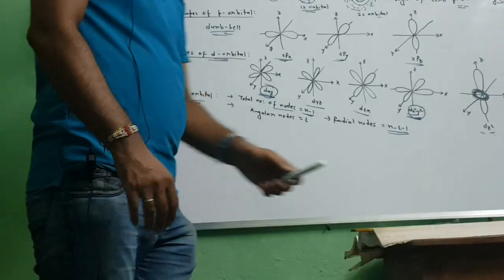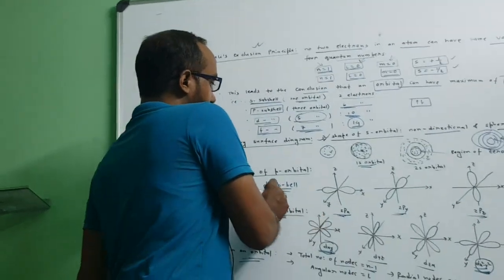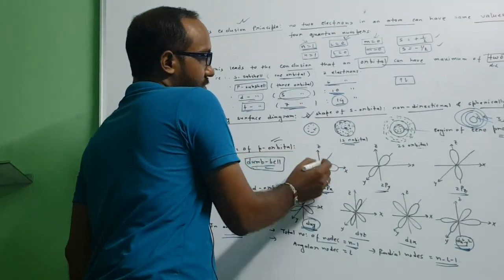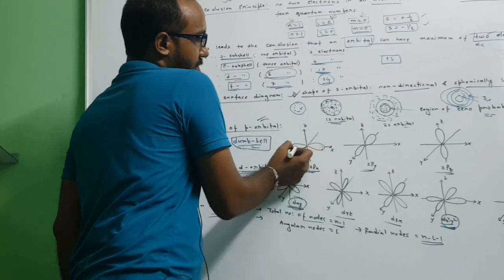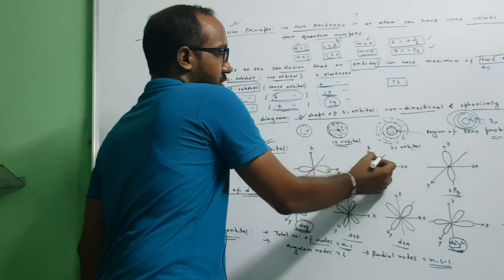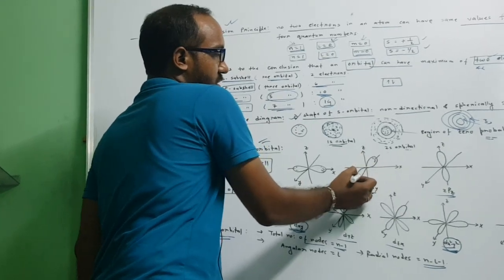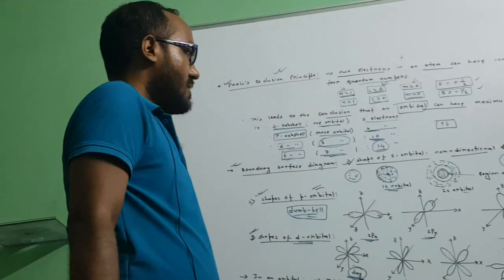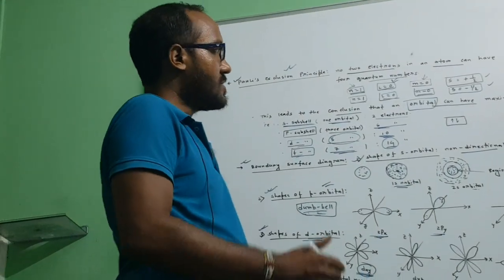Remember one thing, that in the shapes of the p orbital, the maximum number of electrons can be found in the lobes of the dumbbell. Here the electron density is maximum. That's all. We will continue our lecture in the next class.